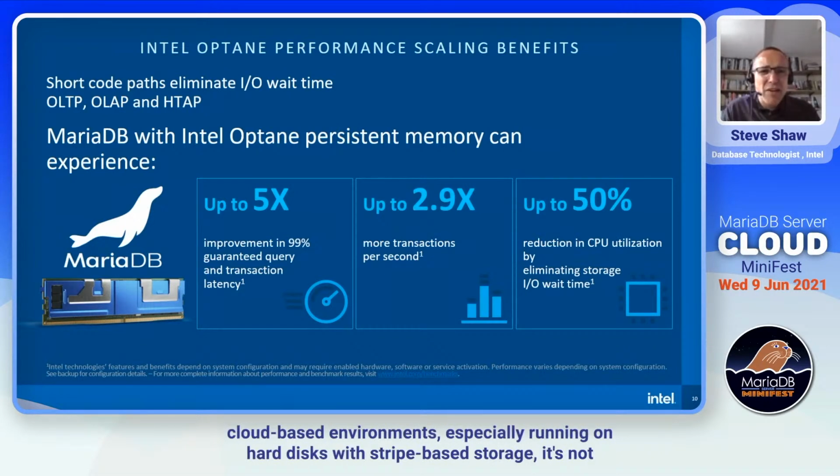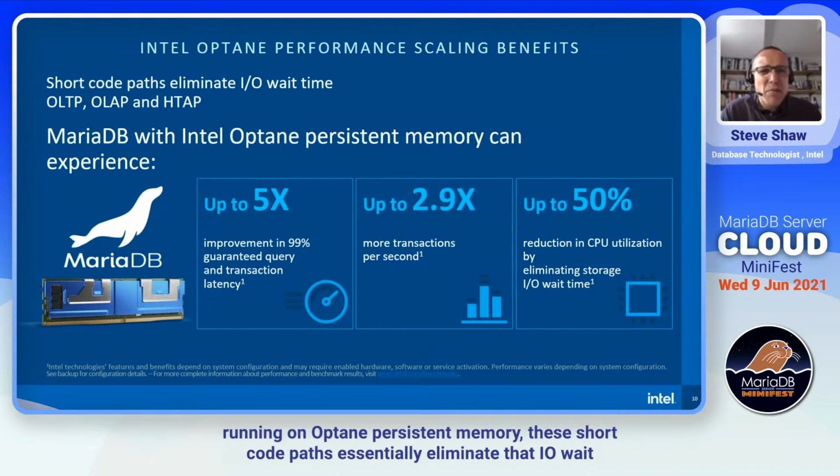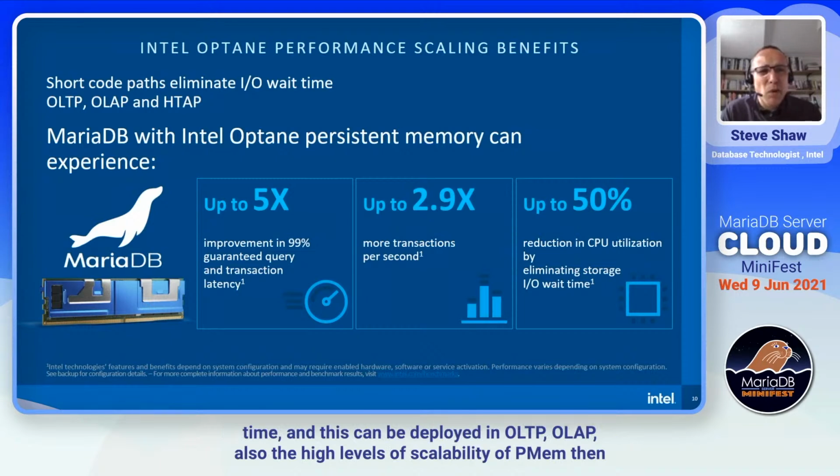Within some cloud-based environments, especially if you're running on hard disks with stripe-based storage, it's not necessarily as predictable, the levels of performance that you're going to be able to get. When you're running on Optane persistent memory, these short code paths essentially eliminate that I/O wait time. And this can be deployed in OLTP, OLAP.